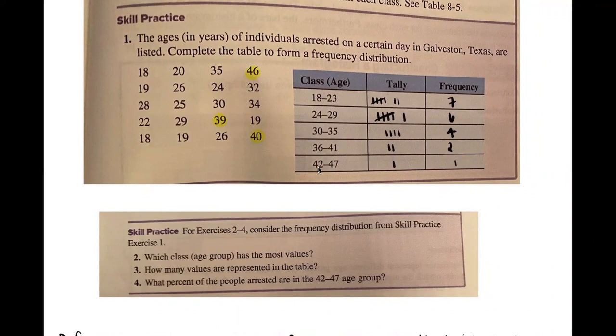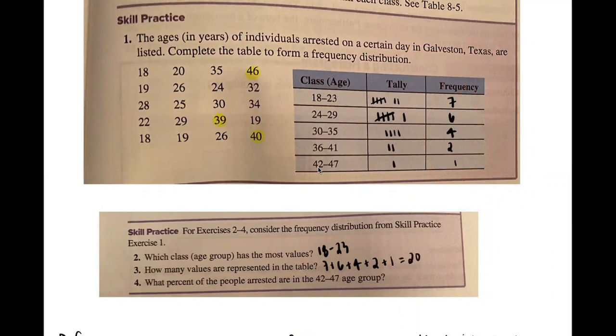Which class age group has the most values? Now we go back to our frequency table and reflect back to answer these questions. In this case, 18 to 23, since they had 7. How many values are represented in the table? What that means is we want to add up everything. In total, how many values do we see? We have 7 plus 6, which is 13, plus 4, which is 17, plus 2, which is 19, plus 1. So we have 20. In total, there are 20.